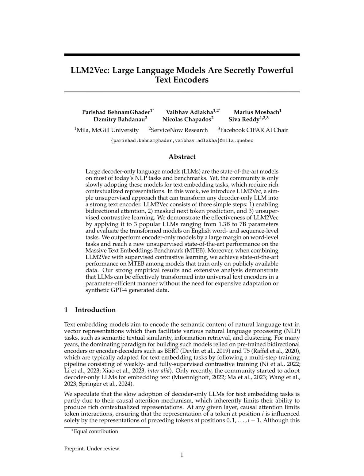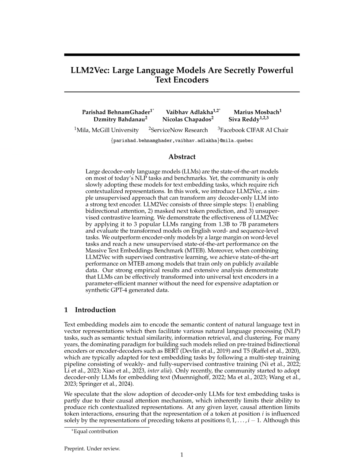Why have decoder-only LLMs been slow to be adopted for text embedding tasks, according to the paper? Decoder-only LLMs have been slow to be adopted for text embedding tasks because of their causal attention mechanism, which inherently limits their ability to produce rich contextualized representations. This limitation arises from the fact that at any given layer, causal attention restricts token interactions, influencing the representation of a token solely based on preceding tokens.